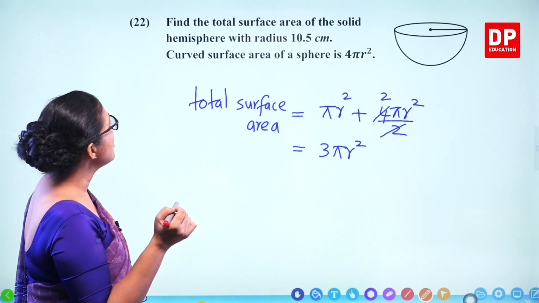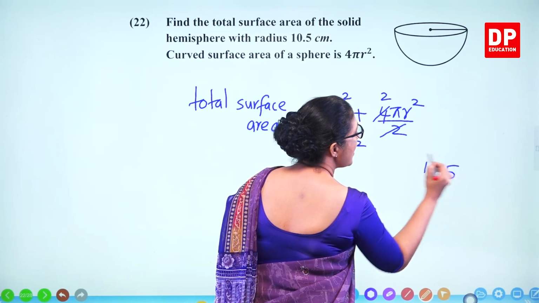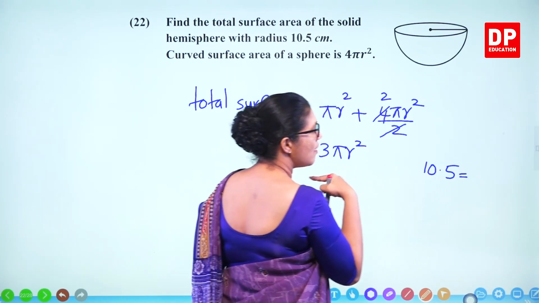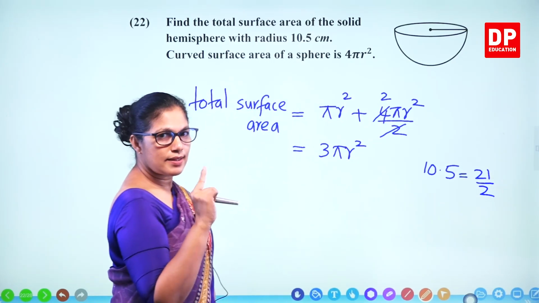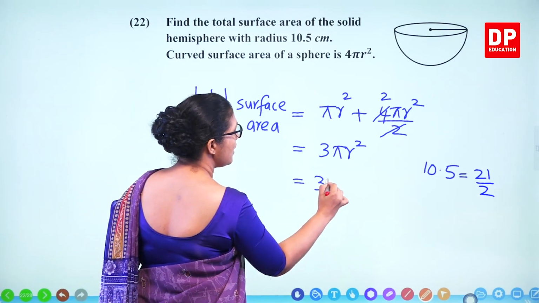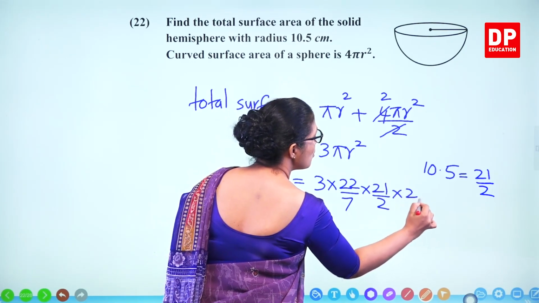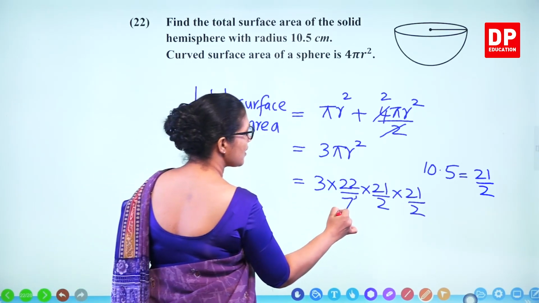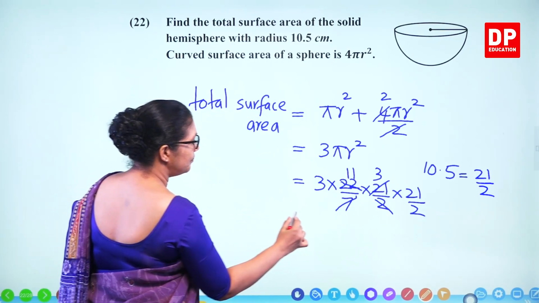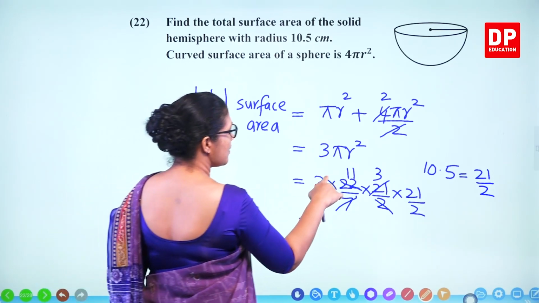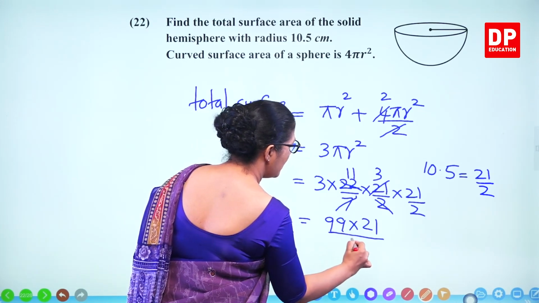Now we need to find out radius as a fraction because it's easy to write 10.5 as a fraction. So this is 21 over 2. So we'll take 21 over 2 and substitute. 3 pi is 22 over 7. Radius is 21 over 2. Again 21 over 2. 7 times 3. Then 2 times 11. 3 times 3, 9. 9 times 11, 99 into 21 over 2.